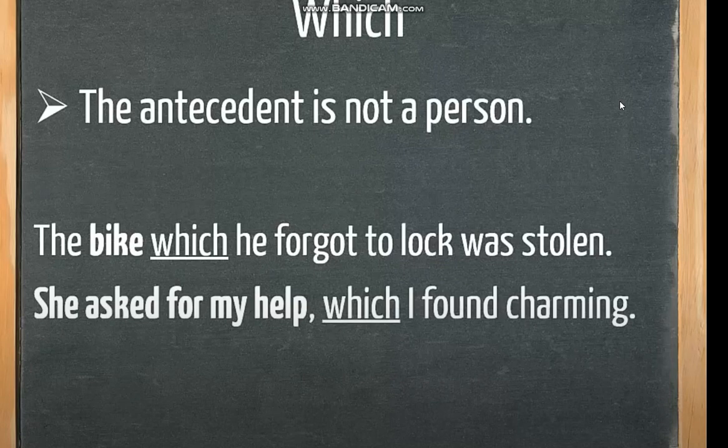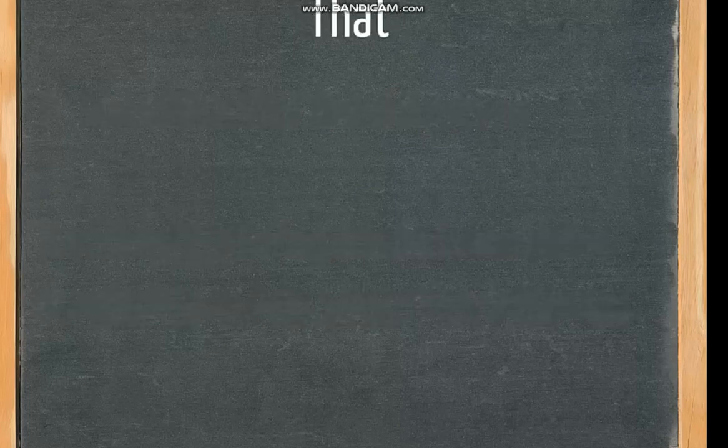In the next sentence, "She asked for my help, which I found charming." So she asked for my help. Help is not a person. So here which is being used: "asked for my help, which I found charming." In the first example, bike obviously is a thing, so we use which. "She asked for my help" here is an entire clause, so again we use which.